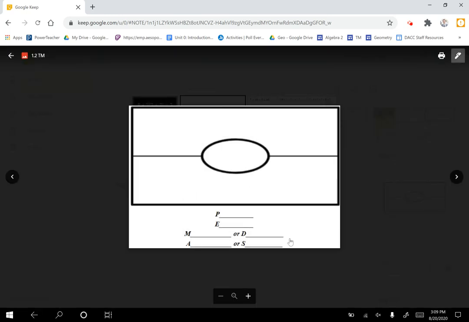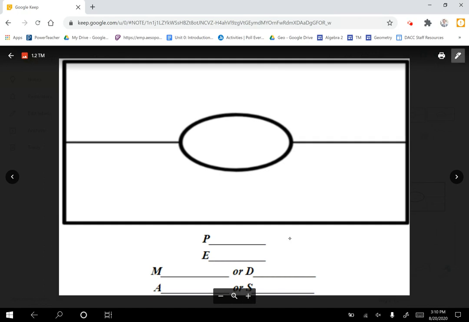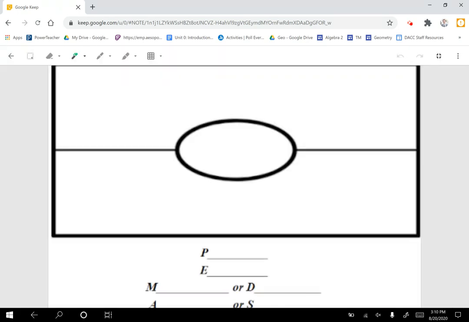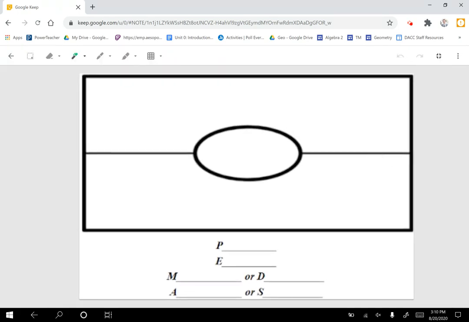So our definition for today, we are looking at the order of operations. I'm going to write that in. The definition is: these are the rules that state the sequence for solving an expression.